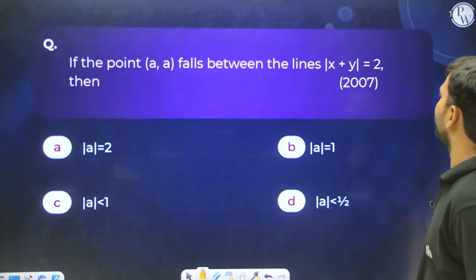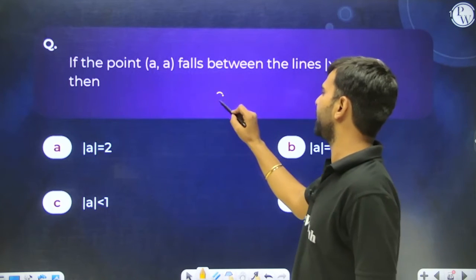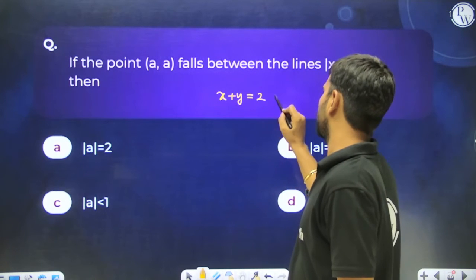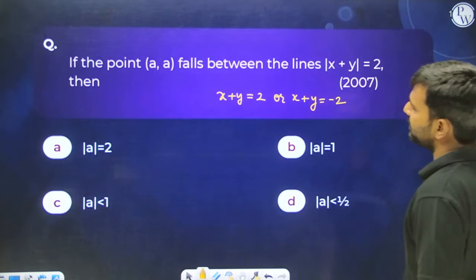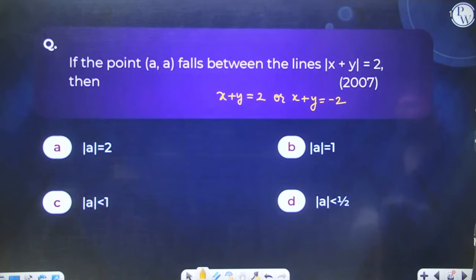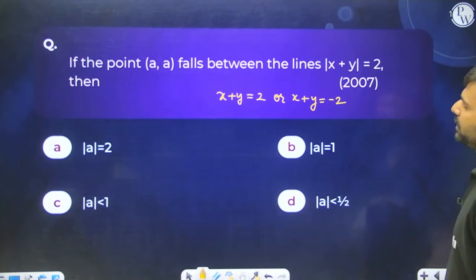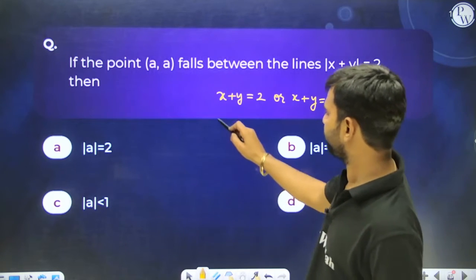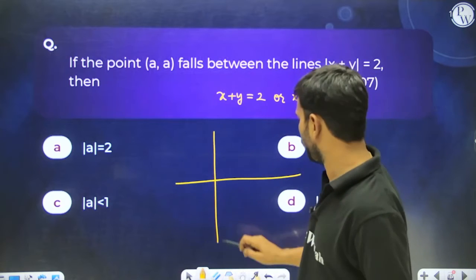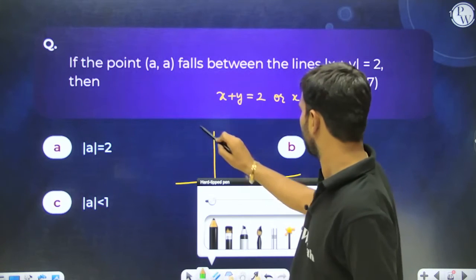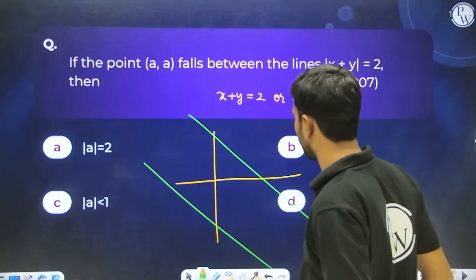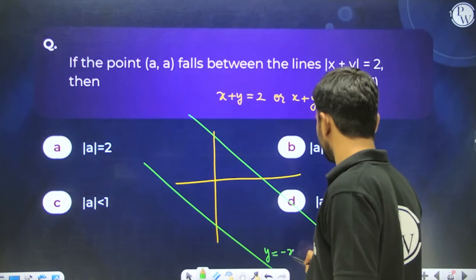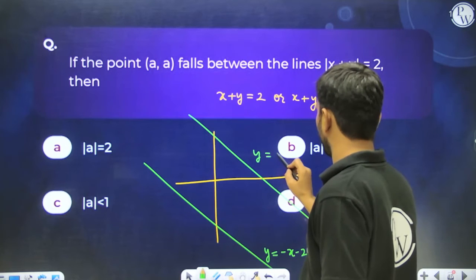If a point A comma A falls between the lines, let me tell you that these are two lines like this, and accordingly you have to find where A comma A falls between the lines. So you have to draw these two lines first. This is y equal to minus x plus 2, so the line will be drawn like this, and this is y equal to minus x minus 2, so this will be drawn like this, and this is y equal to x plus 2.